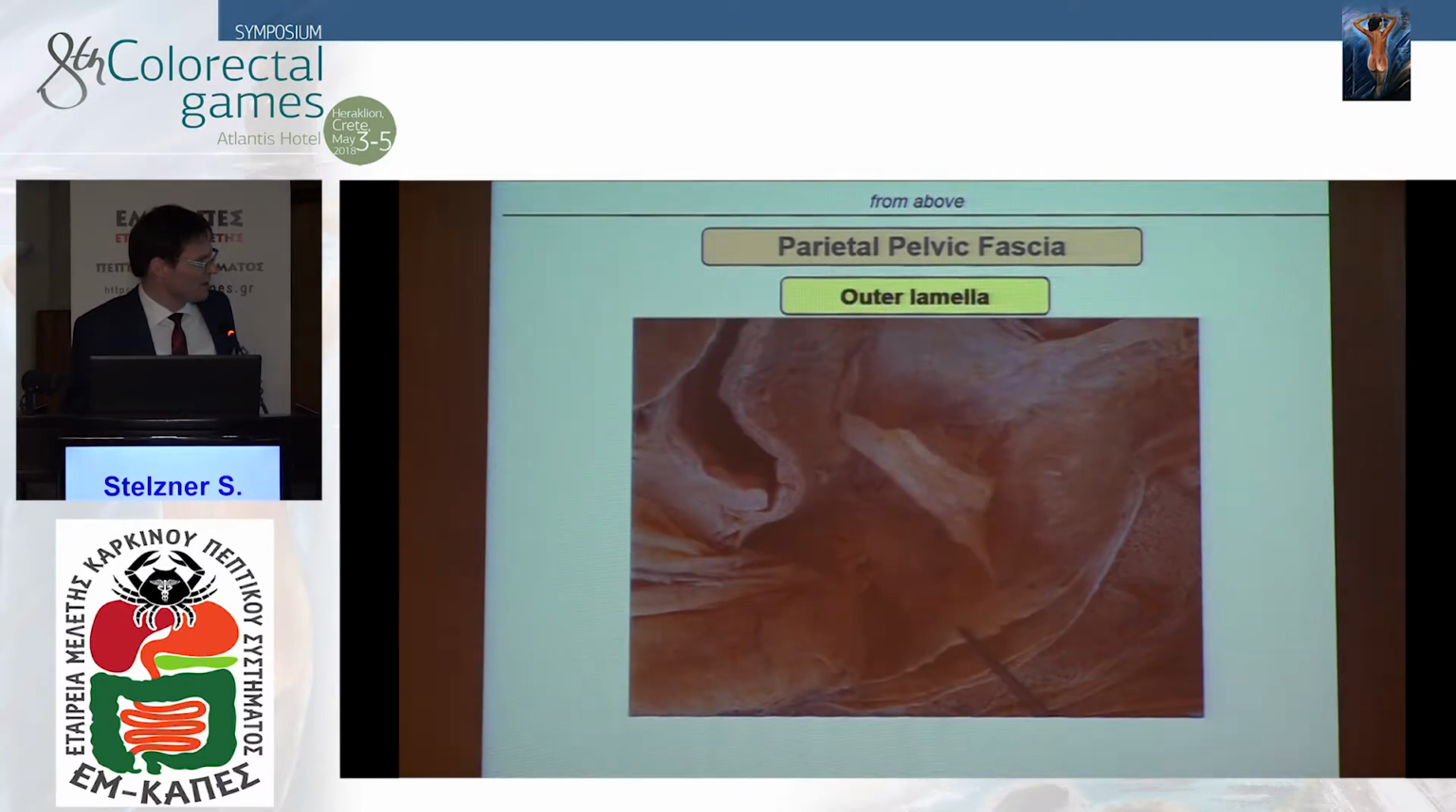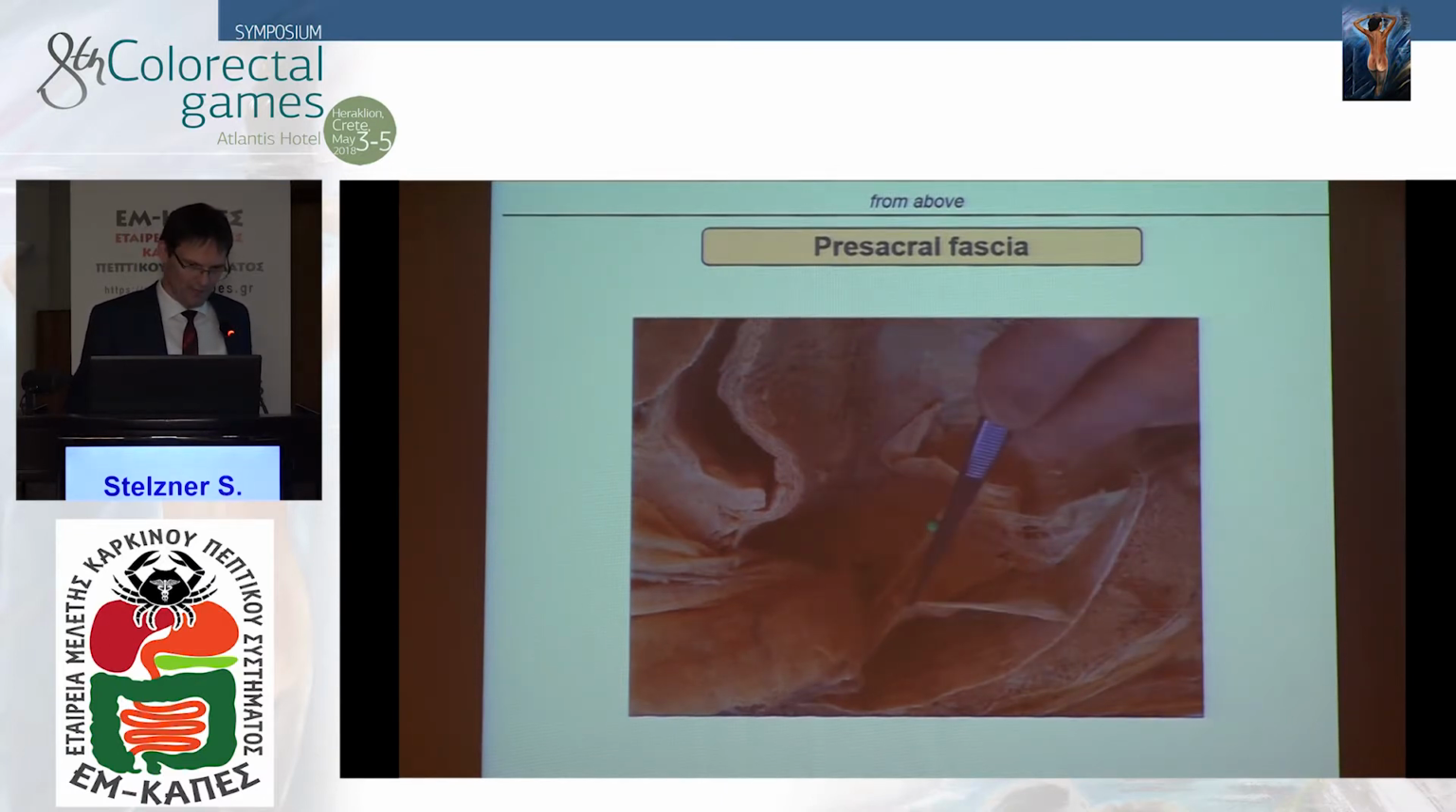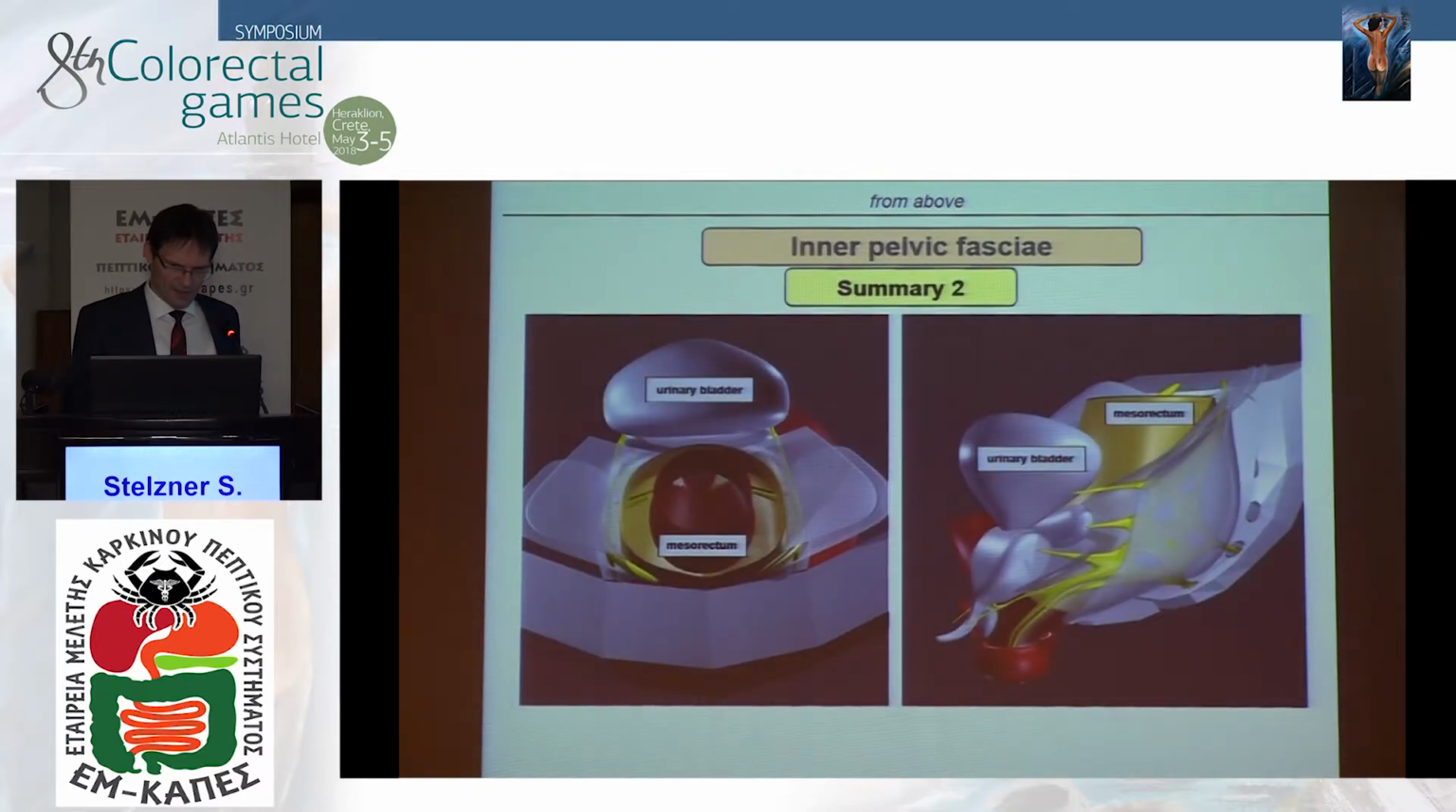And if you look a little bit more in detail of it, then we have got this inner lamella, the outer lamella, and behind the two there is this presacral fascia I spoke of before, and behind this there are running the median sacral vessels. So this is important, especially if we later come from below. So this is the second summary. We can now depict our nerves ensheathed by the parietal pelvic fascia with an inner and outer lamella.